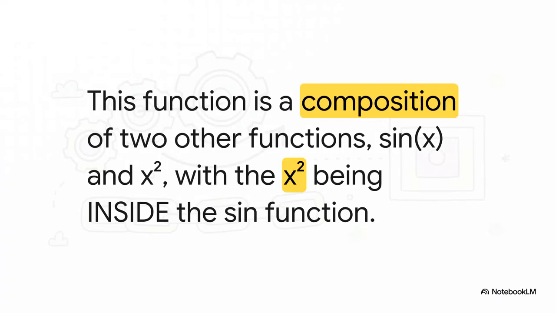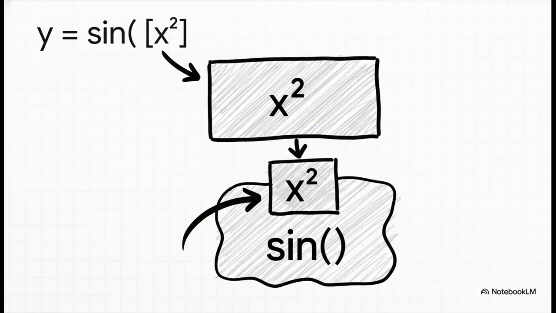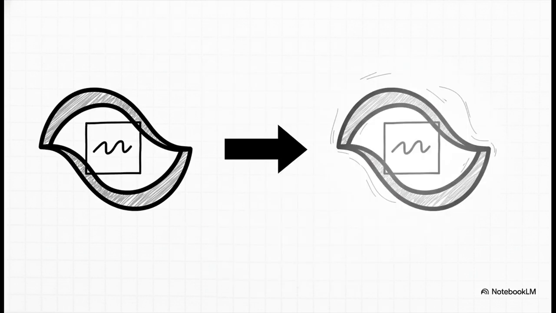Let's check out the function y equals sine of x squared. This is a classic composite function, right? We've got an x squared function tucked neatly inside of a sine function. A fantastic way to visualize this is what I like to call the box method. Just imagine putting that inner function, the x squared, inside of a box. So now our outer function is just sine of a box, and the inner function is whatever is inside that box.